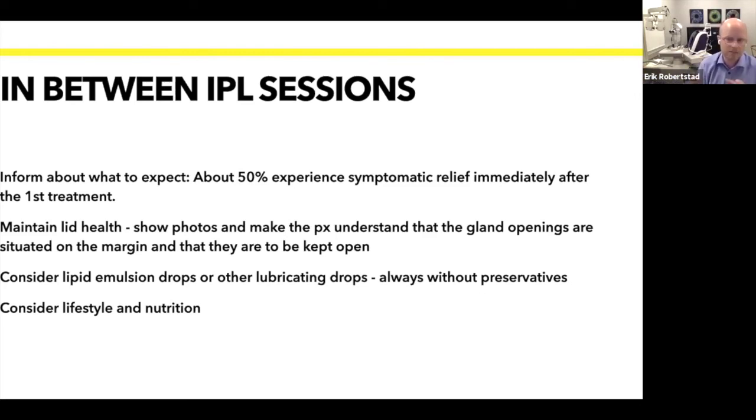So I try to be accurate on how I book the appointments. They come back after 2 weeks for the second treatment. I would ask them, did you feel any relief or not? About 50%, it's my kind of gut feeling, will experience improvement after the first treatment, and about 50% will not. But it will build up. So you do the second and the third and maybe the fourth treatment, and it will gradually get better. Sometimes you do not actually get an improvement even after the third treatment.